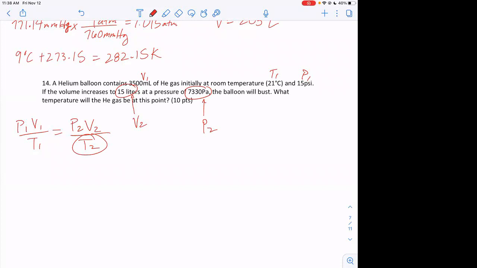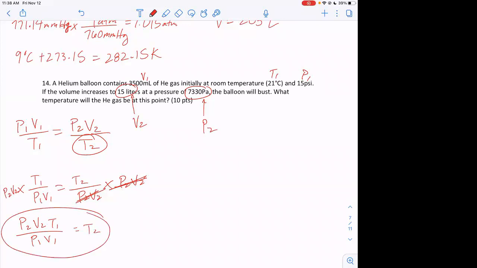So here's where you can flip the whole thing. T1 over P1 V1 equals T2 over P2 V2. Now cross multiply both sides by the P2 V2. That cancels on the right side. So my final equation is P2 V2 T1 over P1 V1. So that's what I plug everything into.